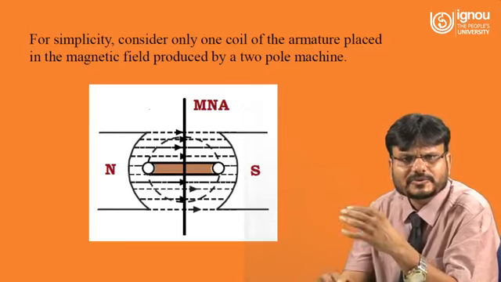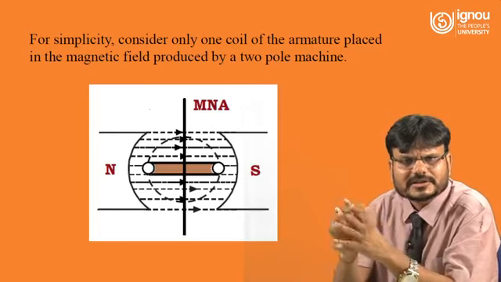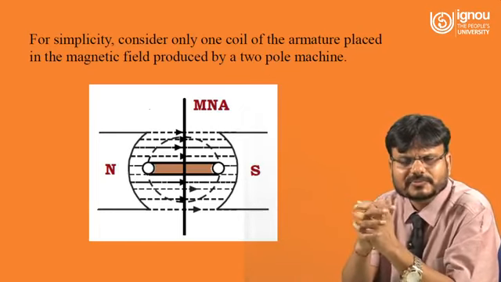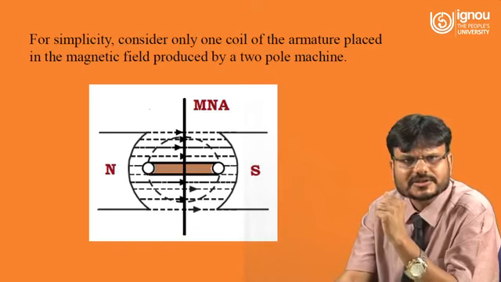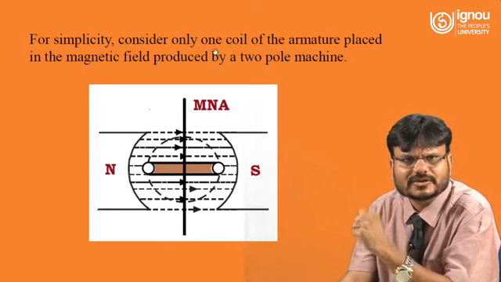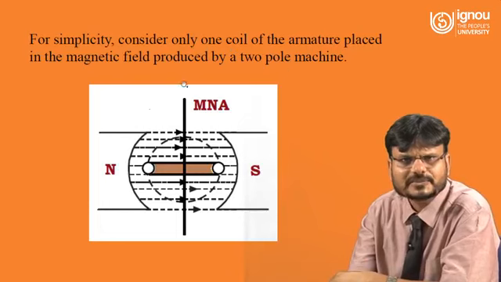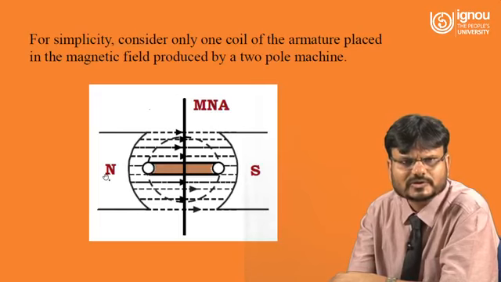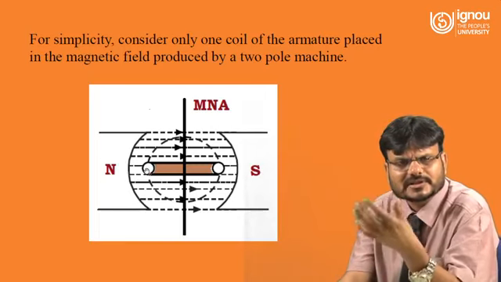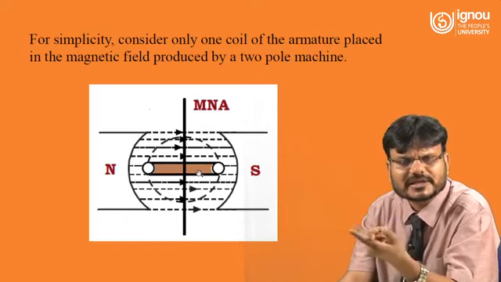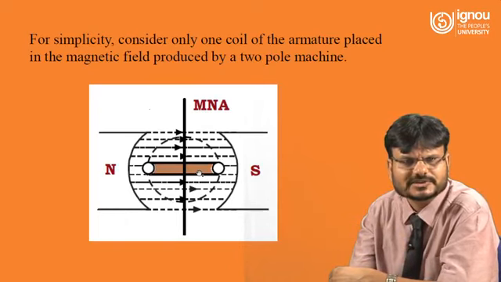Now we have to understand the working principle of the DC motor. For simplicity, consider only one coil of the armature placed in the magnetic field produced by a two pole machine. Here you can see this is the north pole, this is the south pole. And just to help you understand how this conductor will start to move, we are assuming that there is only one conductor in this DC motor.